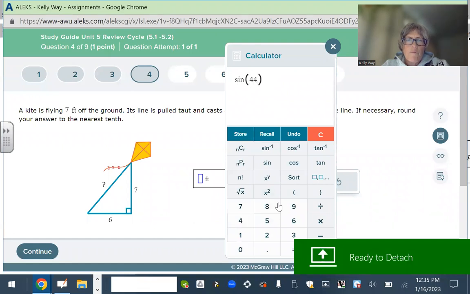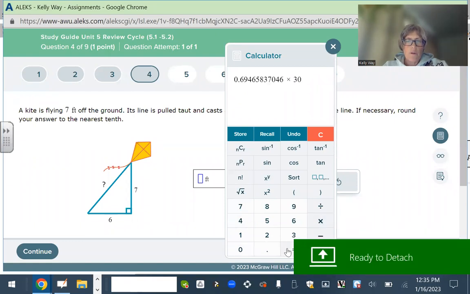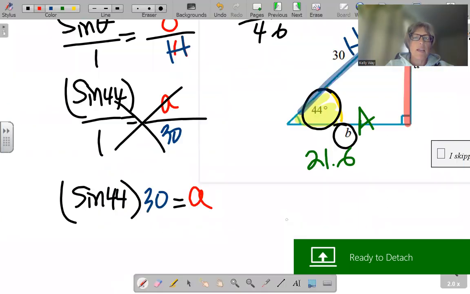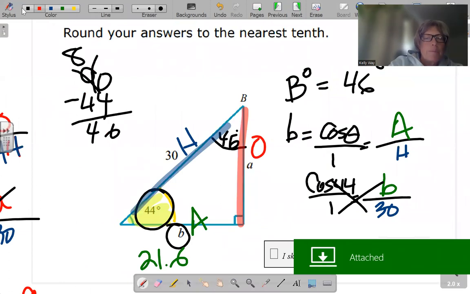Sine 44. Let's test to see how this works. Times 30. Let's see if we get the same answer here. Okay, keep that in mind. 20.84. Sine 44, enter, times 30, enter. We get the same thing. So you can do it in 1 step there. And we're getting 20.8 for our A using SOHCAHTOA.